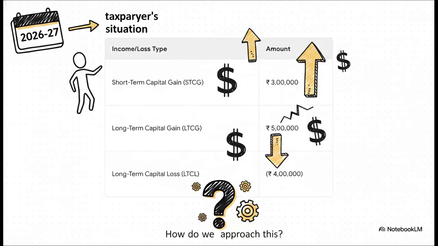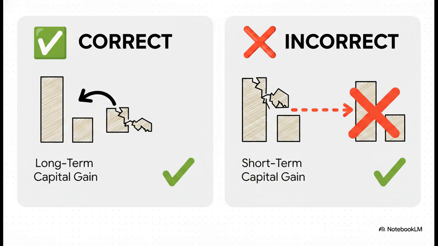Okay, so here's our situation for the tax year 2026-27. We have a short-term gain of 3 lakh, a long-term gain of 5 lakh, and a long-term loss of 4 lakh. The challenge is to use our knowledge of the rules to figure out the correct taxable income. Let's solve this puzzle together. And here is the solution.